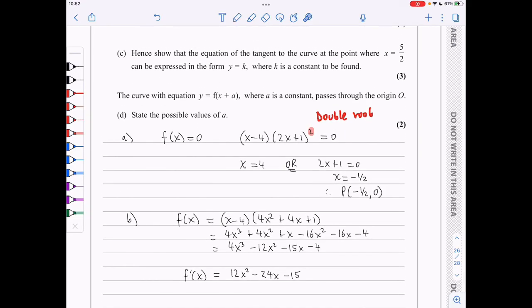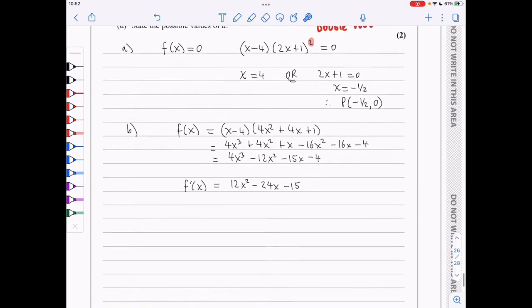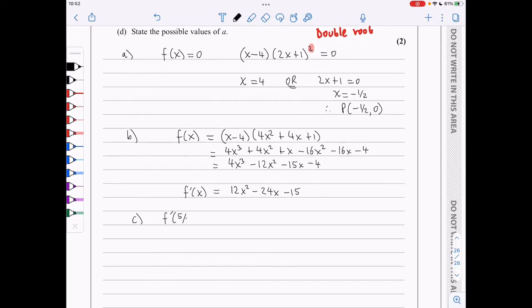C, hence show that the equation of the tangent at x is 5 over 2 can't be expressed in the form y equals k. So I will start by determining the gradient of the curve at x is 5 over 2. So f dash of 5 over 2 is 12 times 5 over 2 squared minus 24 times 5 over 2 minus 15, which turns out to be 0. This means that the tangent at this point will be a horizontal line. We know that horizontal lines are of the form y equals a number. So f of 5 over 2 substituted into my equation gives me negative 54, and I conclude that the equation of the tangent should be y is equal to minus 54.